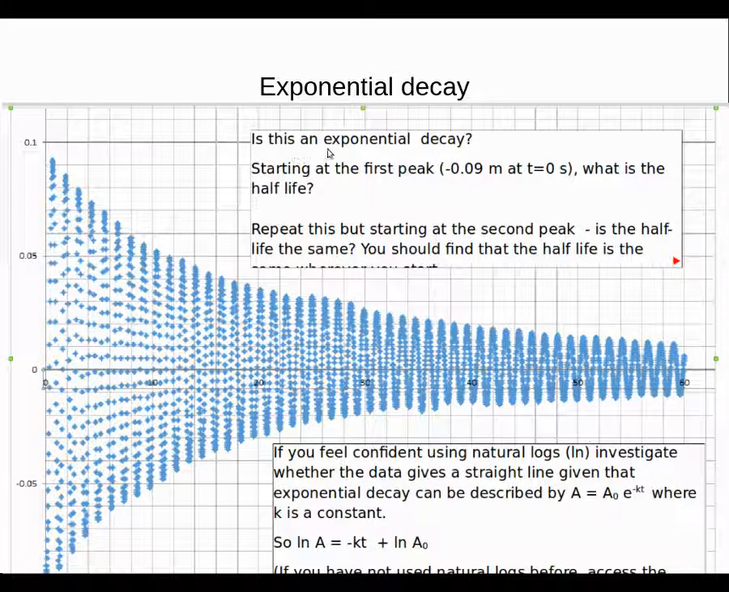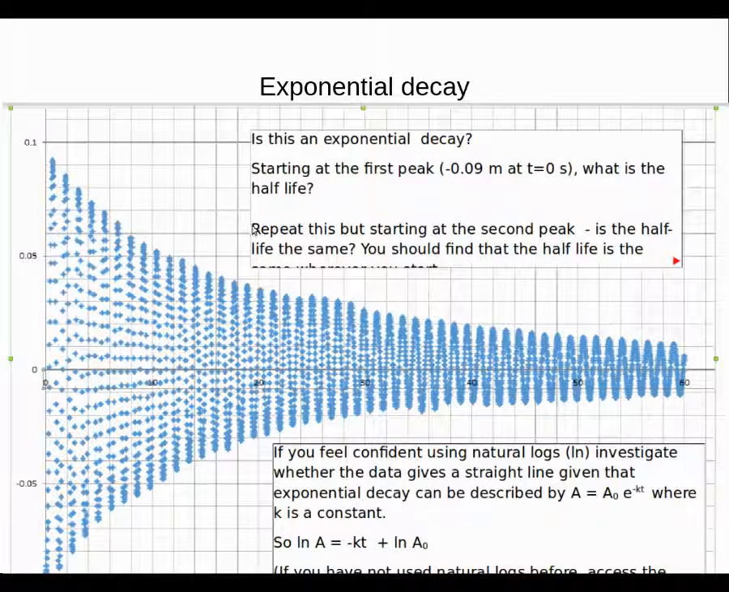It says, is this an exponential decay? Well, if it is, it should exhibit something called half-life. You'd be familiar with half-life from radioactivity. Half-life is the time it takes for the initial value, in this case the amplitude, to halve. So in fact, the initial value was down here: 0.06, 0.07, 0.08, 0.09 was the value of the amplitude at the beginning, at t equals 0.